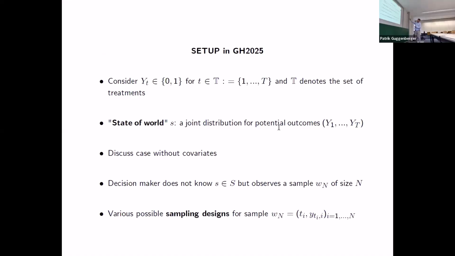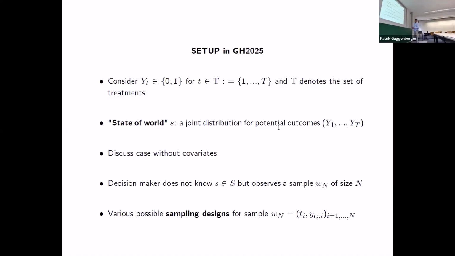All right, so given what I said about the coarsening trick, we start with a setup where potential outcomes Y_T are binary. So 0, 1, you can interpret those as success and failure if you like. And there are two treatments that the policymaker ultimately has to choose from. Then there's the notion of a state of the world, which is simply a joint distribution for the potential outcomes Y_1 through Y_T. In our hypothetical game, this is what nature will choose.